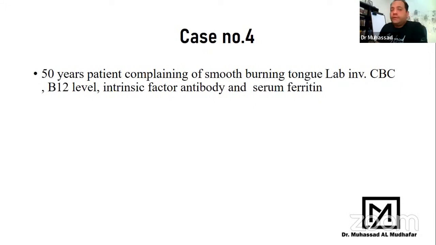Case number 4, a 50-year-old patient complaining of a smooth tongue, glossitis or glossodynia, yellowish, with burning sensation, burning mouth syndrome, and burning in the hand, peripheral nervous system neuropathy. Complete blood count, blood B12 level, and intrinsic factor antibody, because the patient complained of other autoimmune disease, and serum ferritin. The result: intrinsic factor antibody positive, vitamin B12 very severely low.